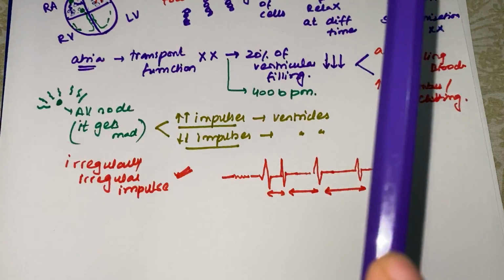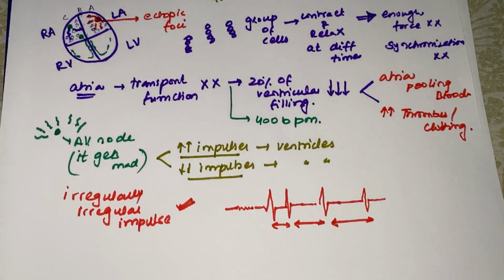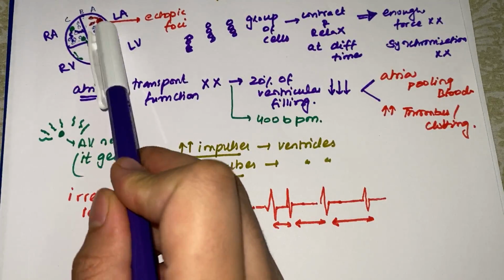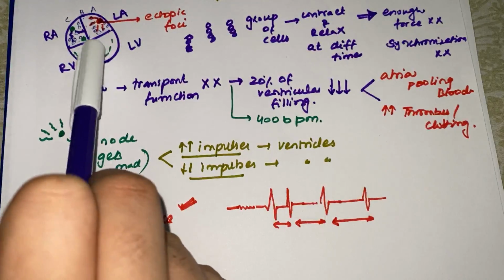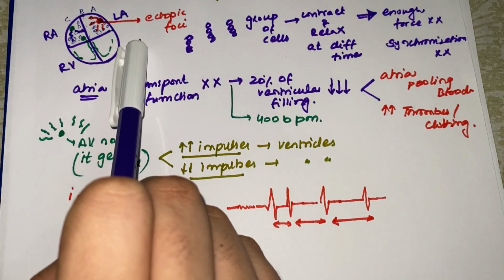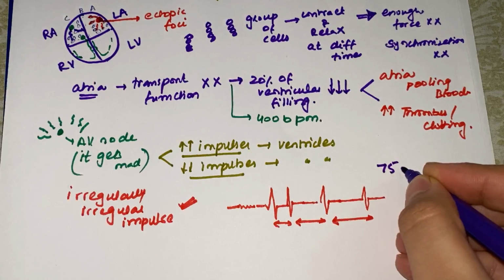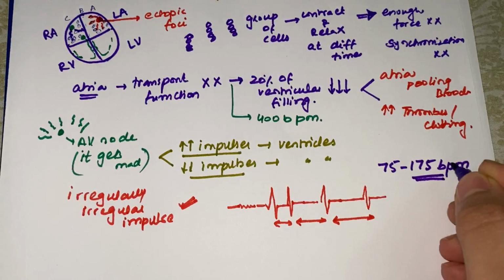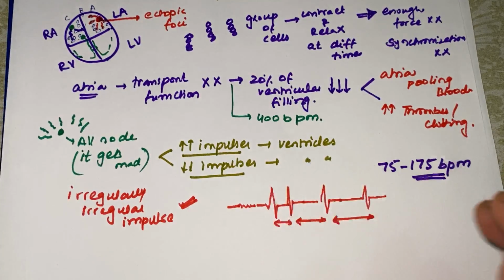So no, your answer is no. Why no? Because when the impulse is passing from the atria to the ventricles through the AV node, a lot of impulses are cancelled. They are not allowed to pass through this AV bundle down here. So only few impulses reach the ventricles. So the ventricular rate is as high as 75 to 175 beats per minute. But of course, it is tachycardia. It is a higher rate, irregular impulse within the ventricles.